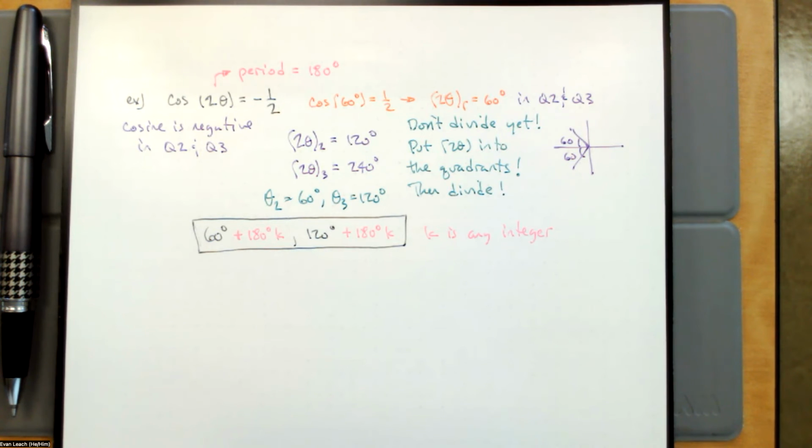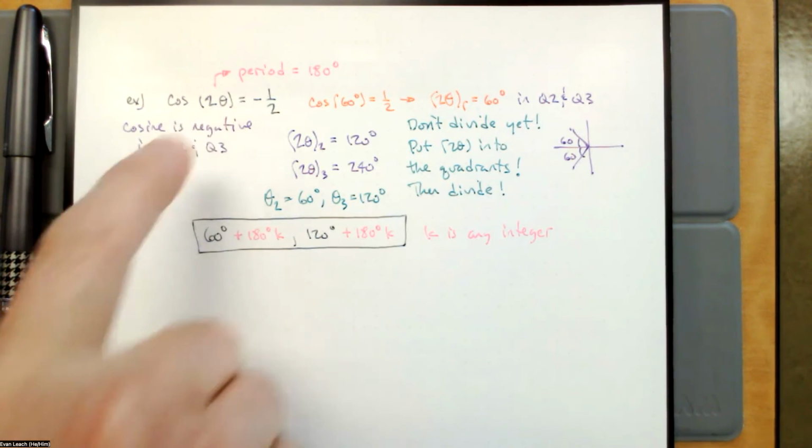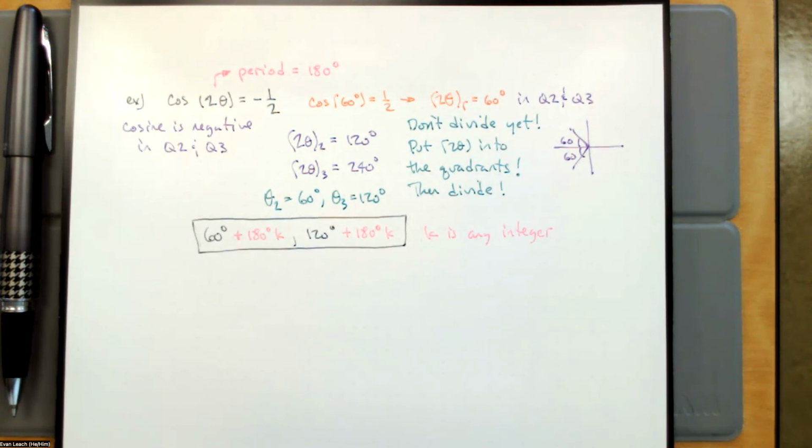So even though theta is 60 degrees and 120 degrees, even though those two angles are in the first and second quadrants, if we double them, we end up in the second and third quadrants where cosine is negative. And we multiply the theta by 2 before we apply the cosine. So in the order of operations on this side, theta gets multiplied by 2 first, then we do the cosine.